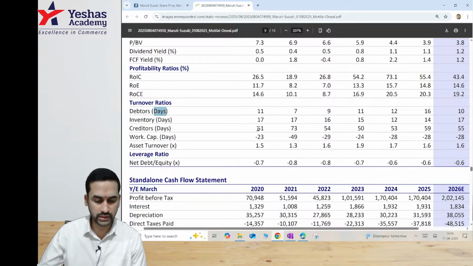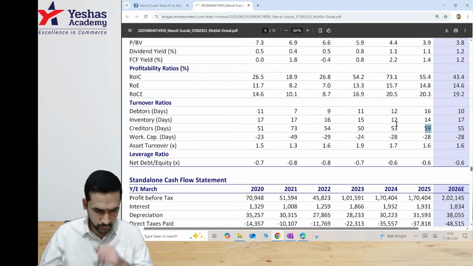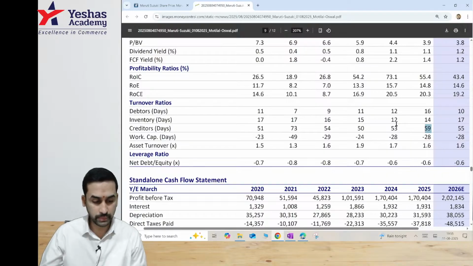Creditor days, you can see this is the number of days they are taking to pay to their suppliers.